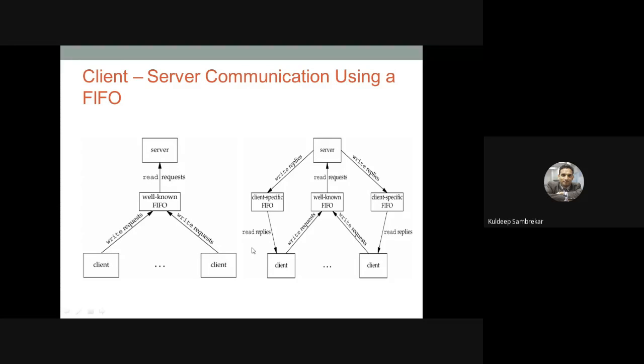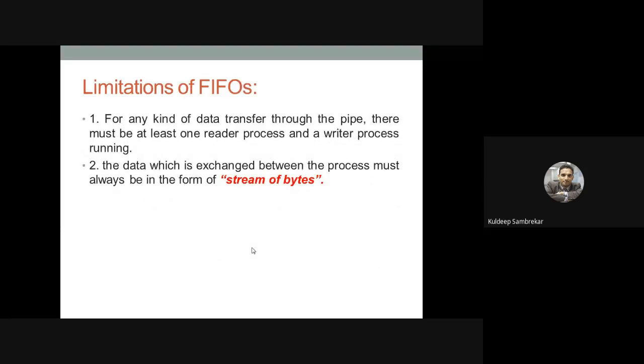Now, the limitations of FIFO. After knowing all this, what are the limitations of FIFOs? For any kind of data transfer through FIFOs, there must be at least one reader process and one writer process running, which means that whenever you are talking about a FIFO, there should always be two processes running: the reader process and the writer process. This is one of the limitations. If either of them is down, you can't implement a FIFO. Please make a note of it.